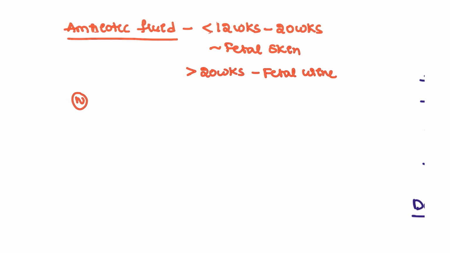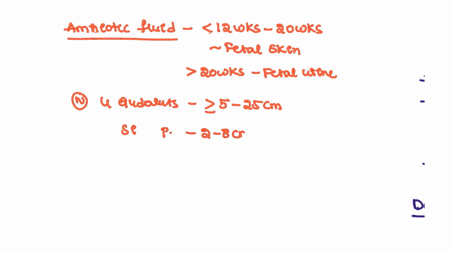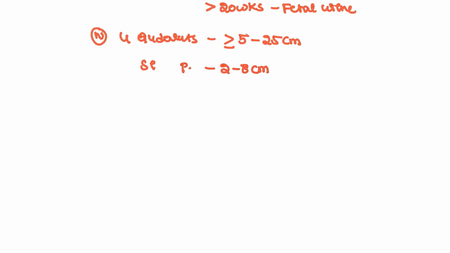Normally we have to check the four quadrants of the amniotic fluid, and the total should be 5 to 25 centimeters. If you check a single pocket, that has to be at least 2 to 8 centimeters.